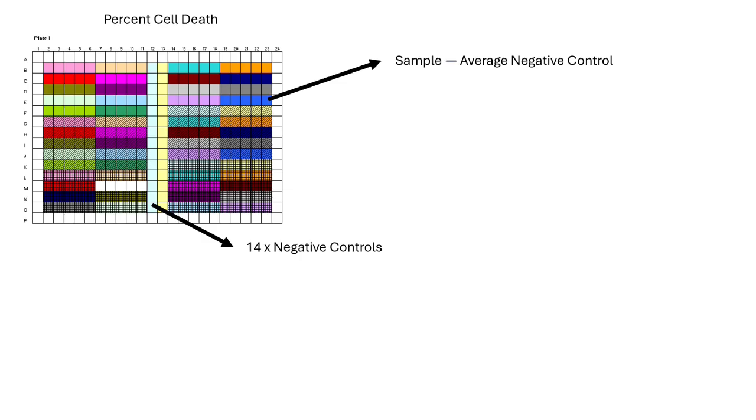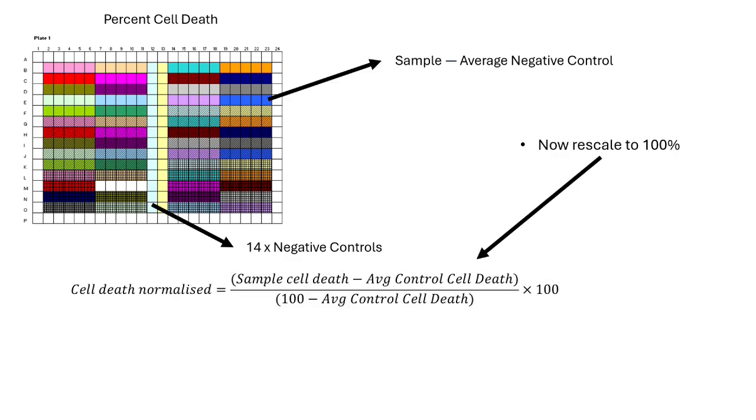However, in this particular experiment, the background cell death can be around 20 to 30%. So as soon as we do that, it means that the maximum value cell death could be, if it was at 100%, would only be 70% because we've subtracted the average negative control. So we want to rescale back to 100%, and the way we do that is using this formula.